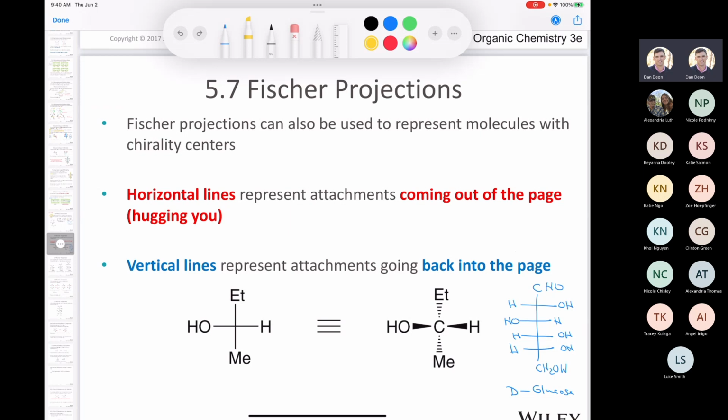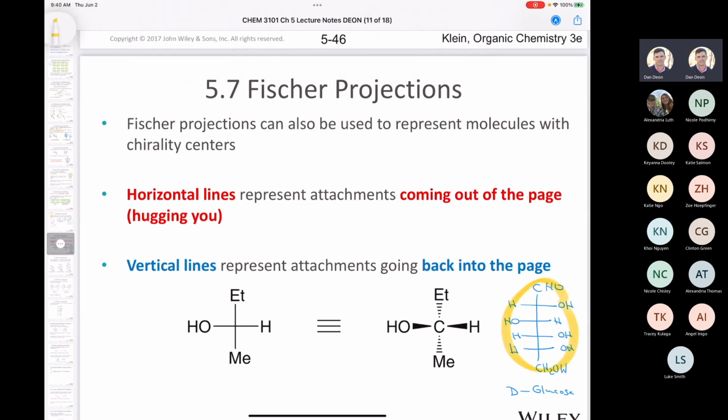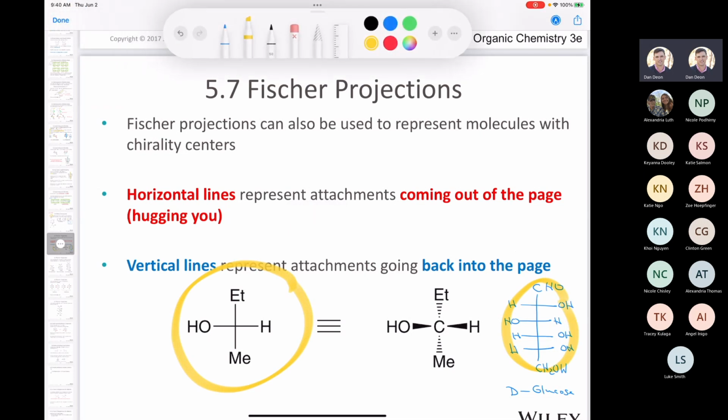When you look at a Fischer projection with all these lines on it, what you need to know as an organic chemistry student is that the lines that are horizontal are coming out towards you. They are essentially on wedges. We don't draw this as a wedge, but it's implied that they are coming out towards you like they're going to hug you. This is an idea that my students gave me years ago, and I always thought it was funny. And then whatever lines are vertical, those are as if they are dashes, and so they are going back into the page.